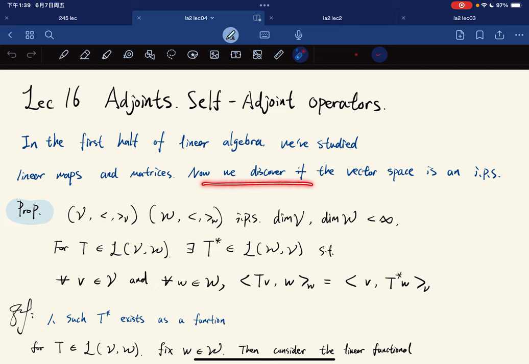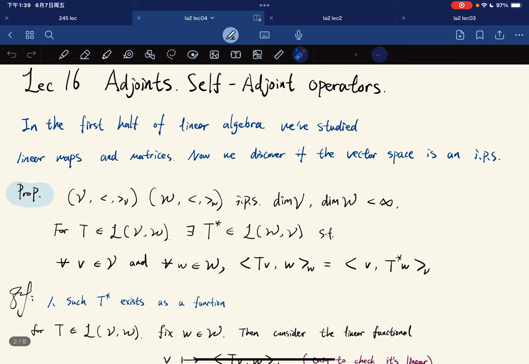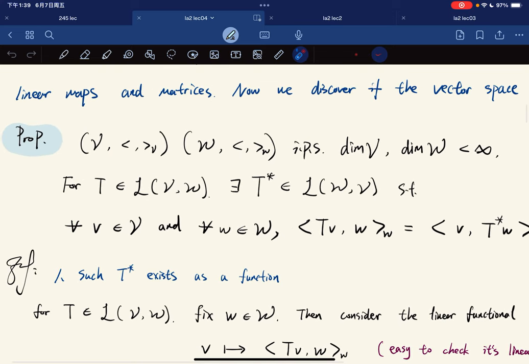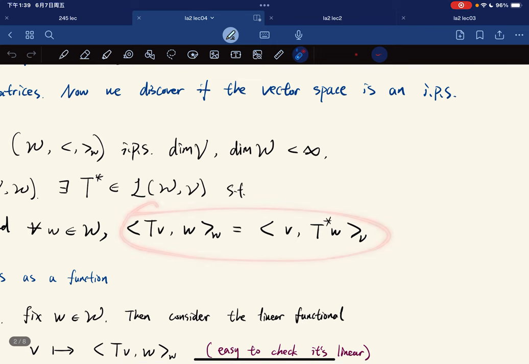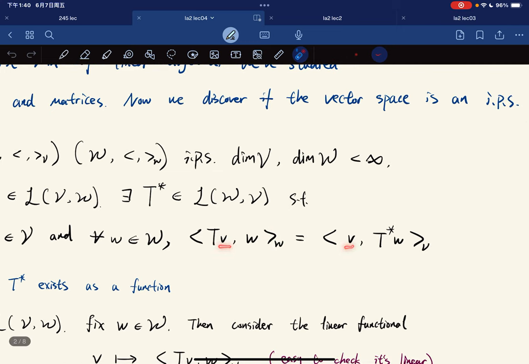Now we discover, if the vector space is an inner product space, we're still going to study the relation between them when the vector space is equipped with an inner product. First is a proposition, or our definition: given two inner product spaces that are both finite dimensional, and a linear map T from V to W, there exists a T star, a linear map from W to V, such that for any v in V and any w in W, we have this equality. Basically, the inner product of Tv and w in W is the same as the inner product of v and T star w in V.